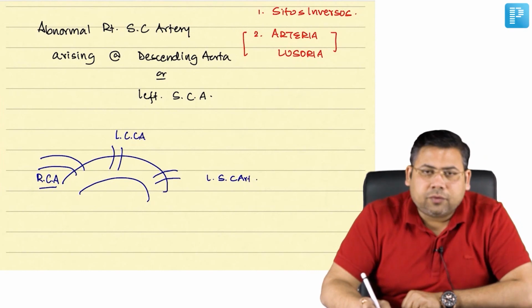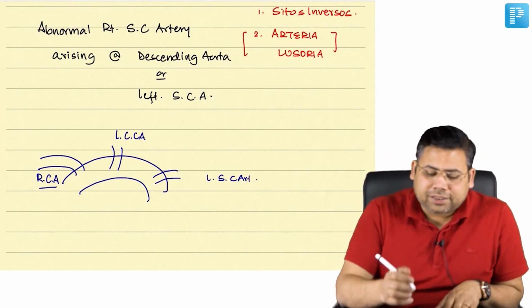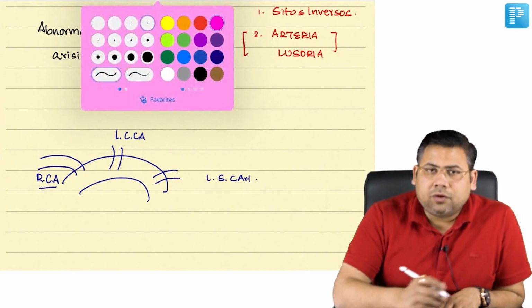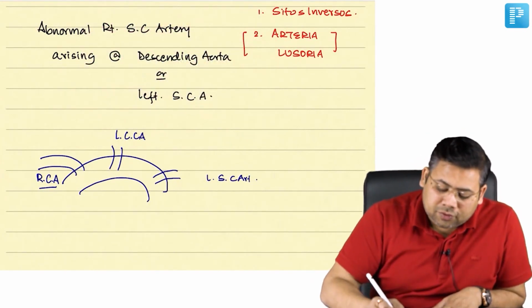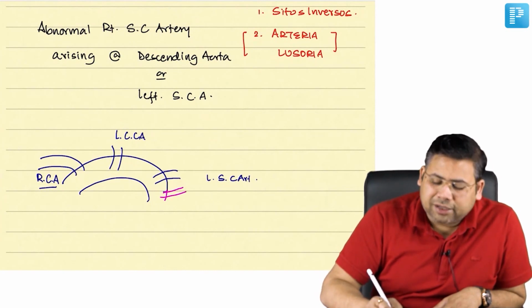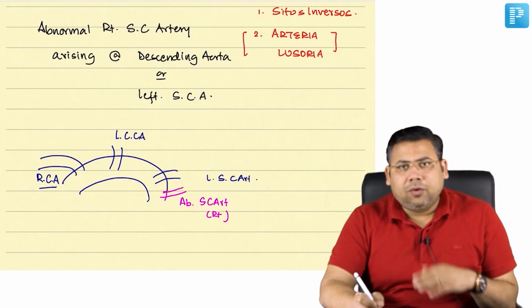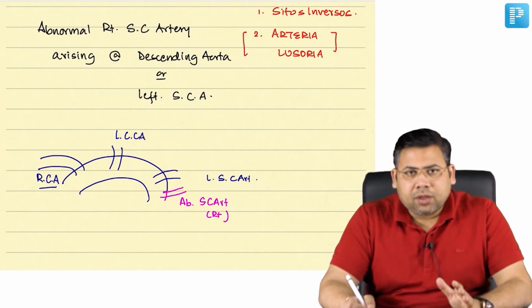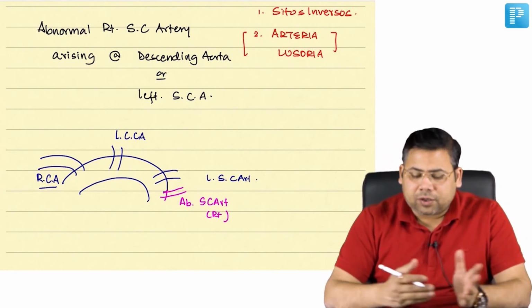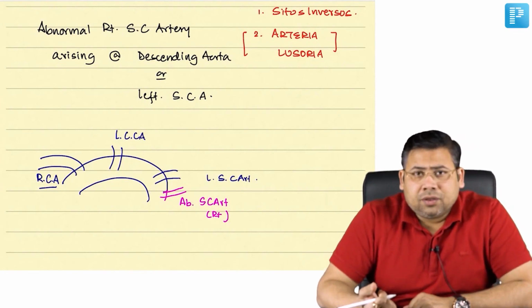Now all of a sudden the body realizes that there is nothing like a right subclavian, and the right subclavian is crying that it also wants to go to its own places. So the body says okay, you can arise from the descending aorta. So this is the aberrant right subclavian artery. Now how will it go to the right side, because it's on the left side? Now you don't have any space left.